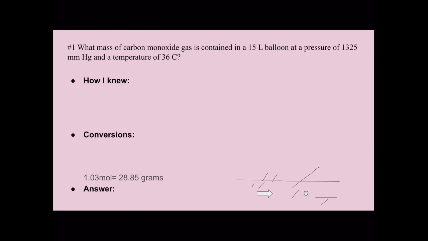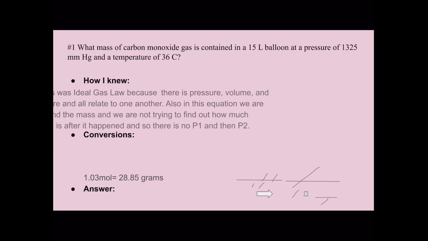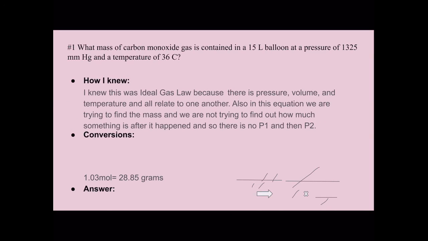I knew that this was ideal gas law because the problem gave me the pressure, volume, and temperature. We are trying to find the mass, and there was no initial pressure and final pressure, or initial volume and final volume. Before solving, you will need to convert 36 degrees Celsius to 309.15 kelvins to cancel out the kelvins in the beginning. You will also need to convert the 1,325 millimeters of mercury to 1.74 atmospheres to be able to cancel out the atmosphere at the end, and then convert 1.03 moles to 28.85 grams at the very end, because we want our answers to be in grams at the end.